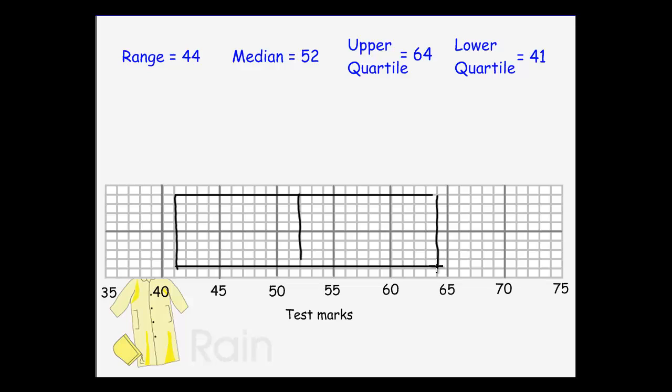We then need to know the smallest point, which we know is 36. And the biggest point, which we know is 80, which has gone off my diagram. 80 is up there. And we just join those up with a line. Okay, and that gives us our box plot, sometimes known as a box and whisker plot. And that's everything in displaying and interpreting data.